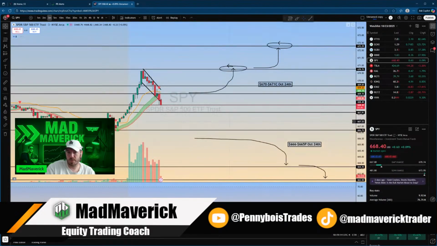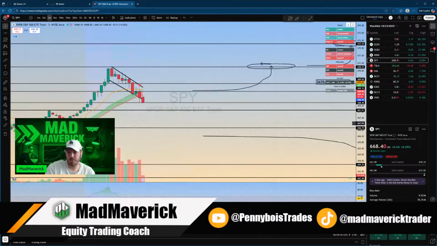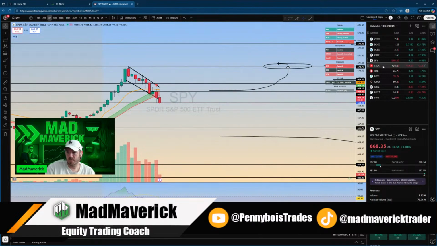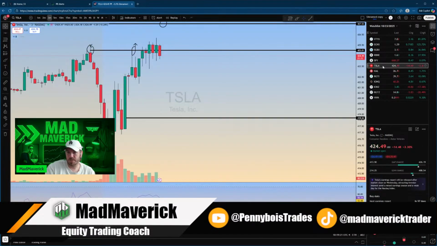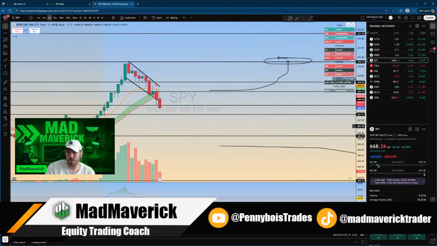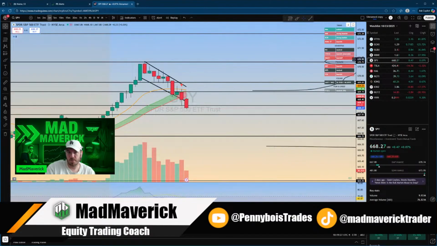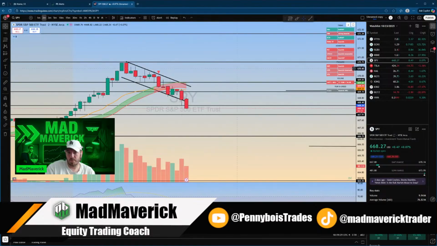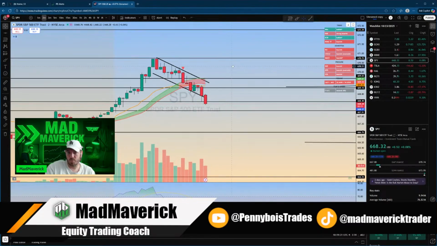But here we go. This is now momentum shifting to the downside. That's nice. What's Tesla doing? Tesla's still sitting on that area that we were looking at. So SPY is the better trade now to the downside. Really looking bearish on SPY now.